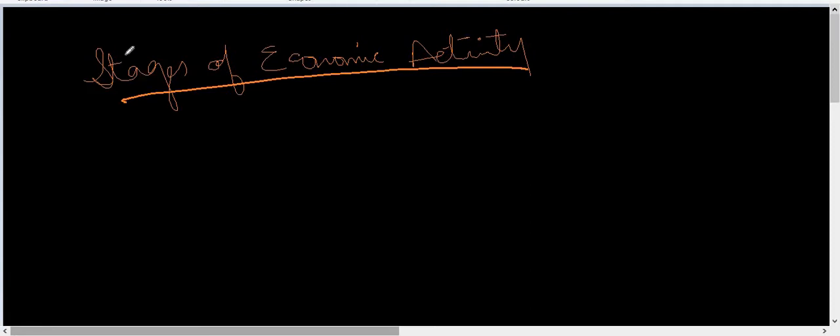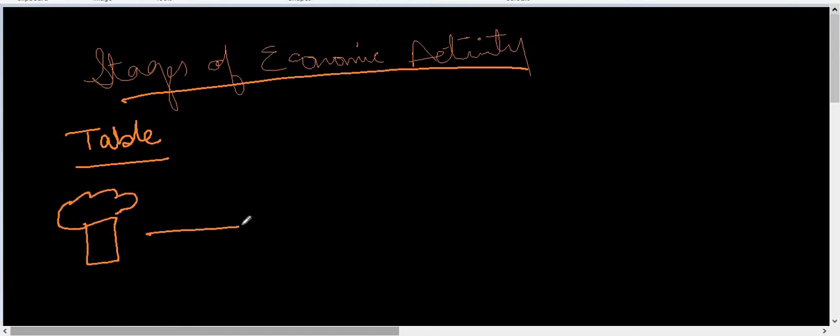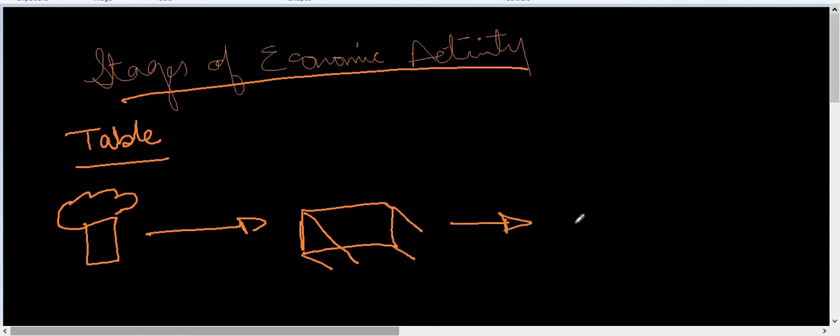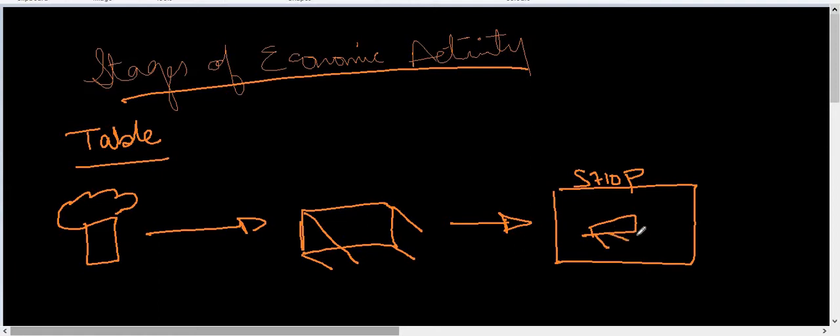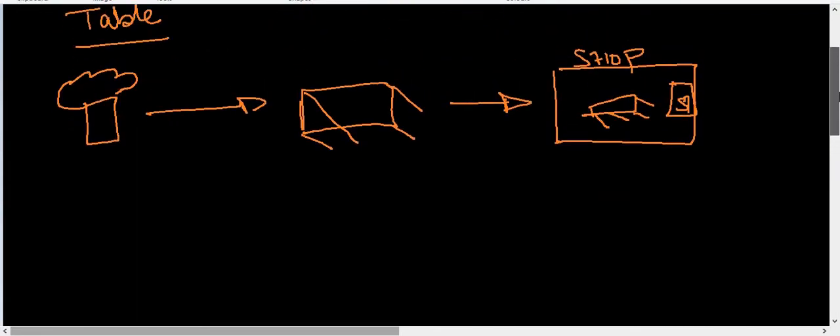You have seen that very famous example of a table, I believe. A table would go through various sectors of production. It's a tree first, a tree is cut, you make a table out of the tree, and then you sell it at a shop. You buy the same table at a shop. So these are a few levels, and then you use it at the end of the day. So these levels have names.